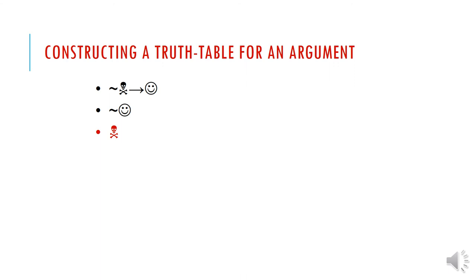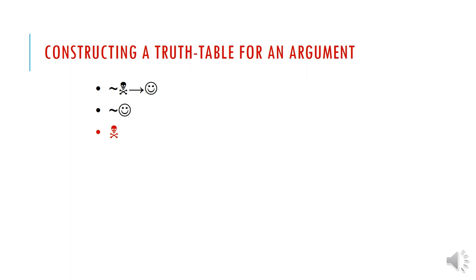So let's look at this argument. Here you see that the two propositions in black are the premises, and the proposition in red is a conclusion. It doesn't necessarily matter what these symbols represent.